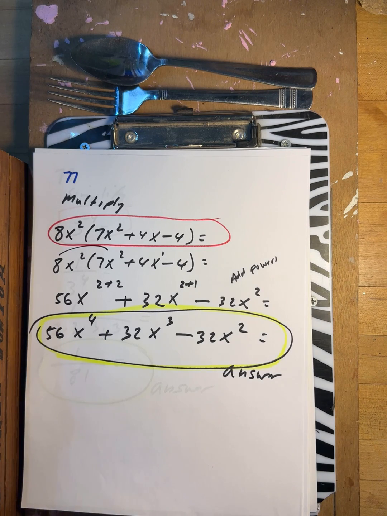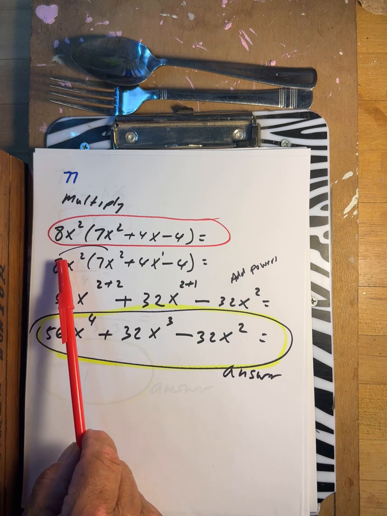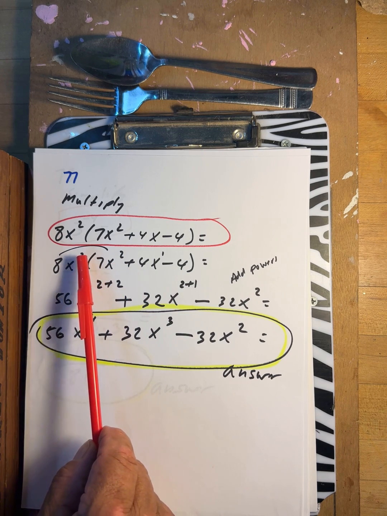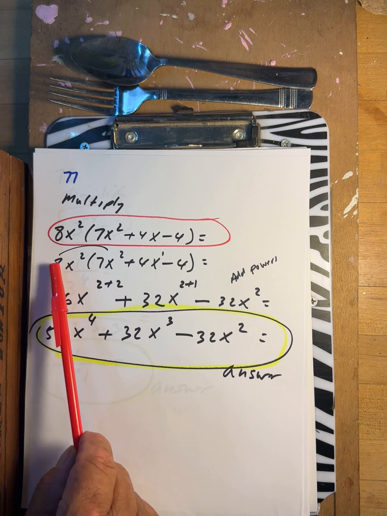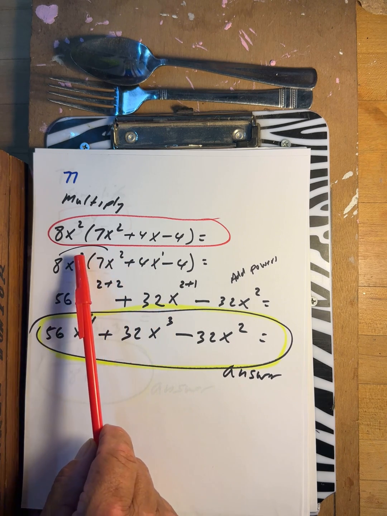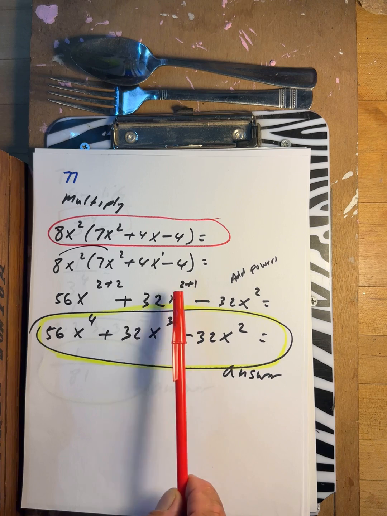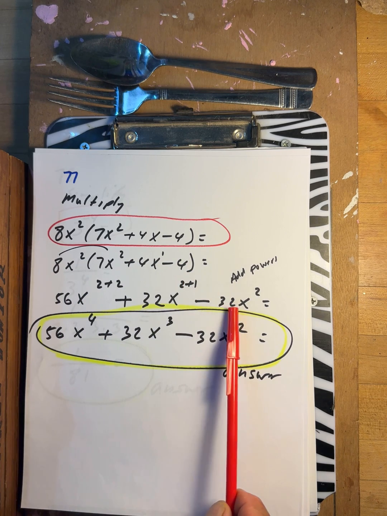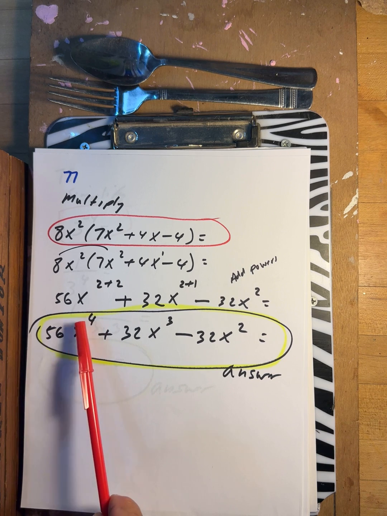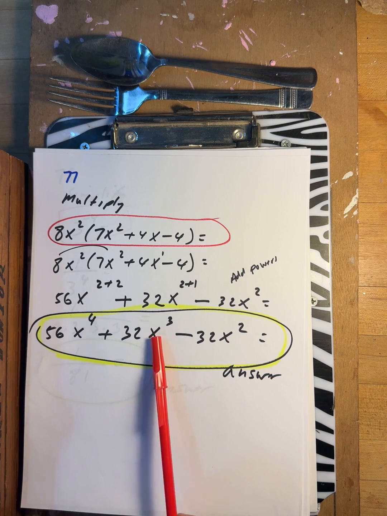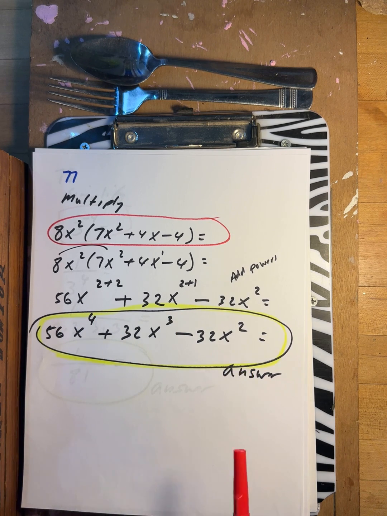This one, multiply it out. So 8x squared times this one. The powers, we're going to add them. 8 times 7 is 56, but 2 plus 2 right there. And then this one times that one is going to be 32, and it's going to be 2 plus 1 power right here. And then this one times the last one is going to be negative 32x squared. So with the powers, you're going to have 56x to the 4, 32x to the cube, minus 32x to the second. That's it.